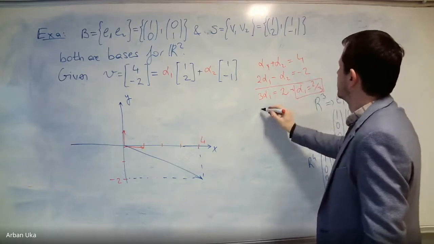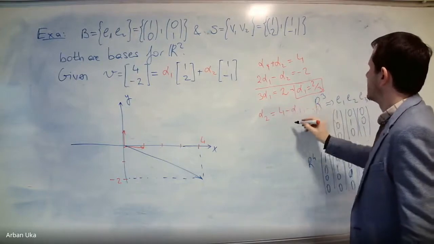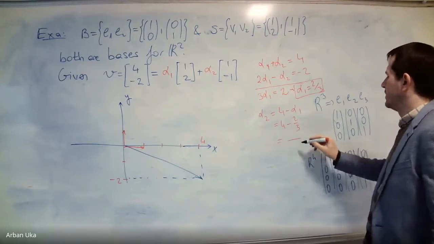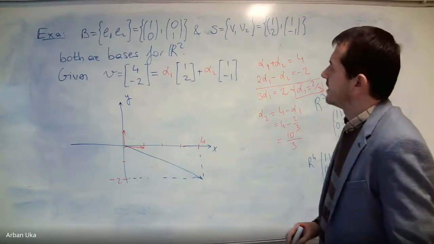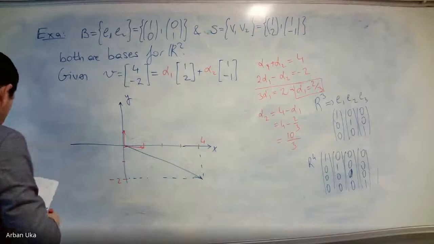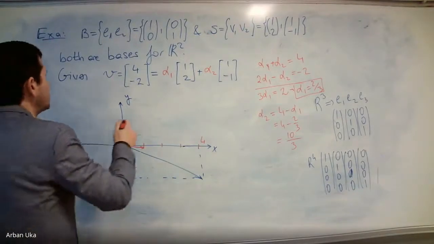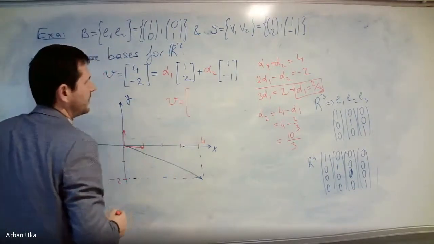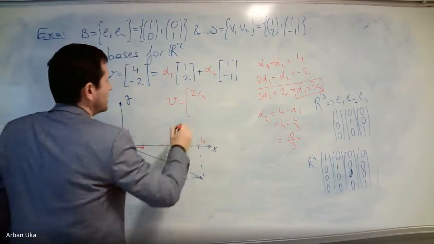So if alpha 1 is 2 over 3, then alpha 2 is equal to 4 minus alpha 1, which is 4 minus 2 over 3, which makes this 12 minus 2, that is 10 over 3. So it looks like the same vector, we can denote vector V as equal to, what was alpha 1? 2 over 3 and 10 over 3.